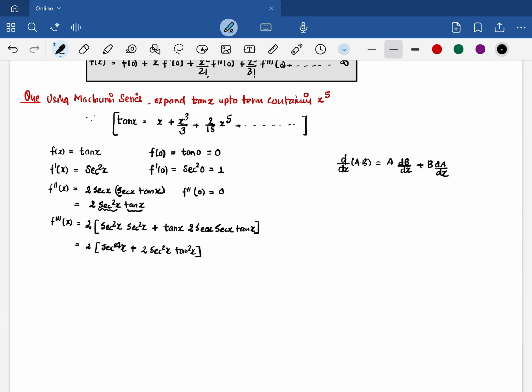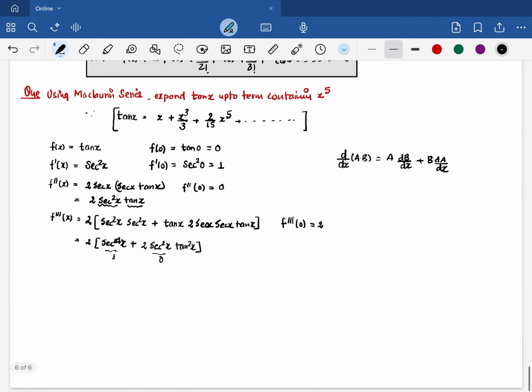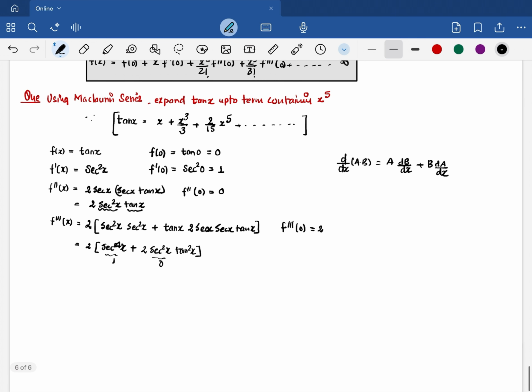Okay, so let's calculate the value of the third derivative at 0. 2 into sec to the power 4 will be 1, and the other term will be 0. So can we say the answer is 2? Okay, now let's talk about the fourth derivative. So for the fourth derivative, take 2 as constant. What is the derivative of sec to the power 4 x? 4 sec cube x. And what's the further derivative of sec x? Sec x into tan x.